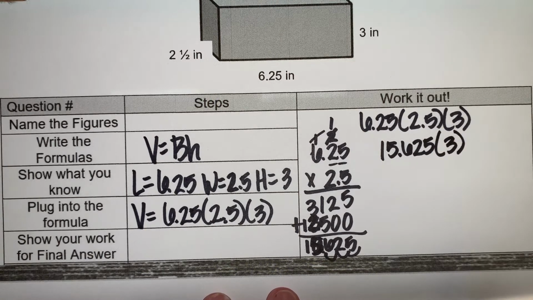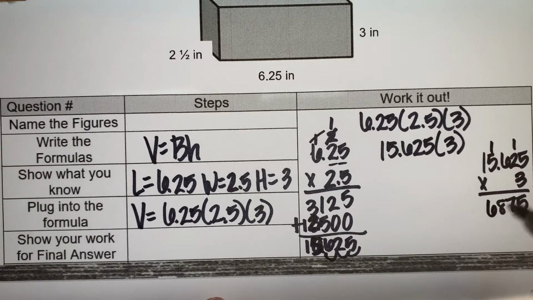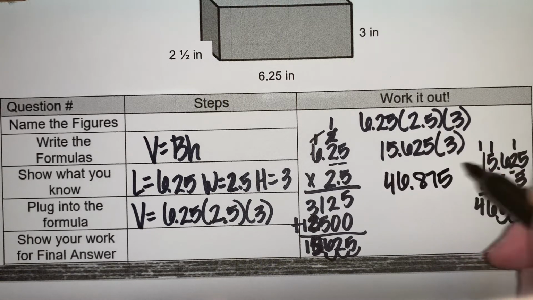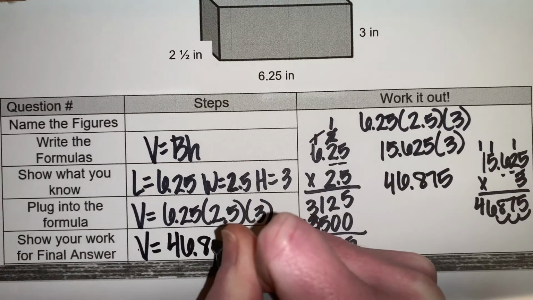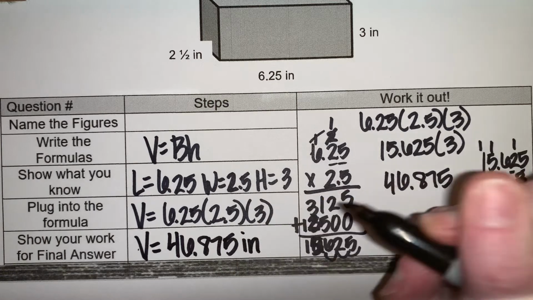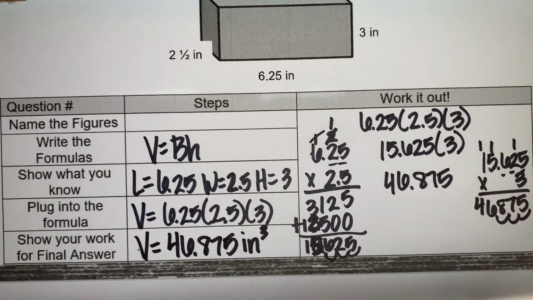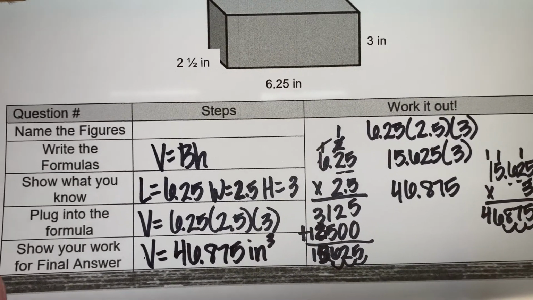And then I need to multiply 15 and 625 thousandths times 3. 5 times 3 is 15, 7, 18, 16, 3, and 4. 1, 2, 3 places after the decimal. 46.875 would be the volume. The volume is 46 and 875 thousandths inches cubed. So you can have fractions and decimals with volume as well.